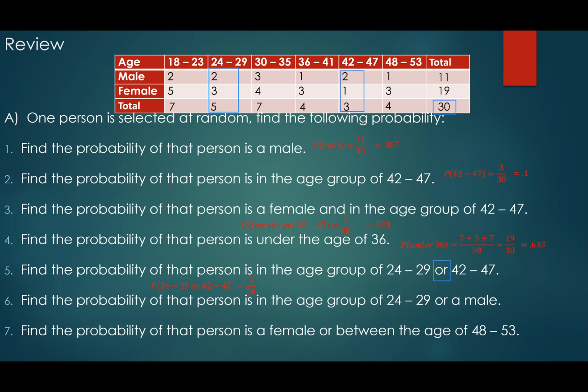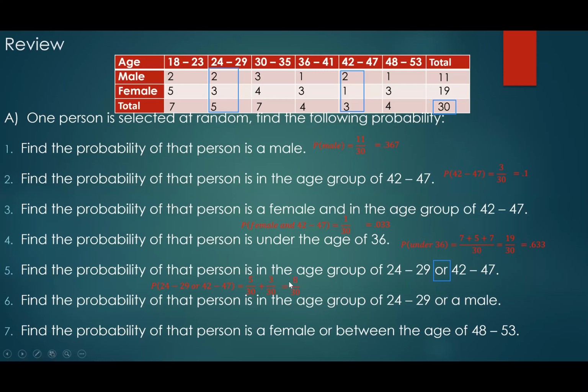Why is it a mutually exclusive event? Because the two conditions, the two criteria, do not have anything in common, so they are mutually exclusive. And if you recognize that they are mutually exclusive, all you need to do is take the first group plus the second group. The probability of the first group, how many 24 to 29, is 5 over 30. How many between 42 to 47? We have 3 over 30.